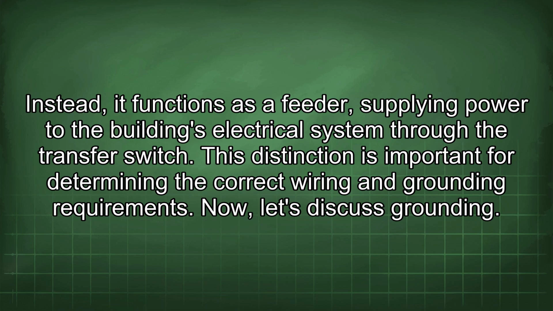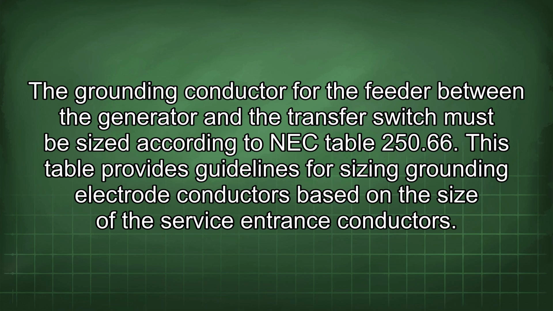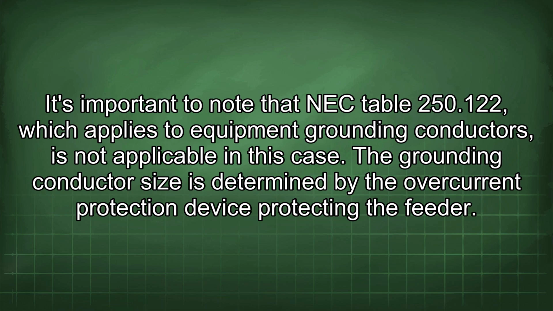Now, let's discuss grounding. The grounding conductor for the feeder between the generator and the transfer switch must be sized according to NEC Table 250.66. This table provides guidelines for sizing grounding electrode conductors based on the size of the service entrance conductors. It's important to note that NEC Table 250.122, which applies to equipment grounding conductors, is not applicable in this case. The grounding conductor size is determined by the overcurrent protection device protecting the feeder.